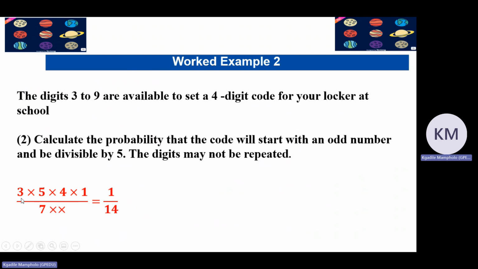So let me repeat this one. The answer will be 2 times 5 times 4 times 1 over 7 times 6 times 5 times 4, because we talk about a 4-digit password. It means the total will be 7 times 6 times 5 times 4.